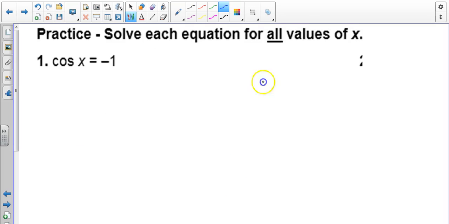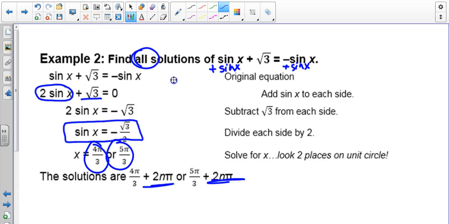Let's try one. This one's pretty basic. It says all solutions though, okay? Where's the cosine negative 1? Look at your unit circle, tell me where the x value for cosine is negative 1. It only happens at pi, right? But if I want all solutions, how often would that repeat? Because it's a cosine, the period is 2 pi. So your book would write just pi plus 2n pi? Is that where they put it? Or n 2 pi? I don't remember.